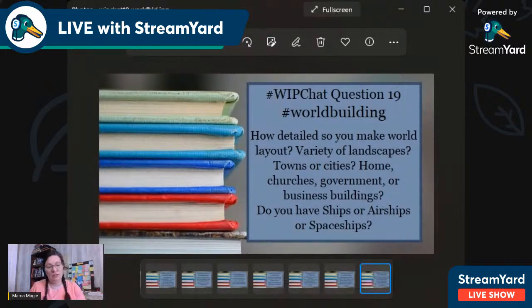Well, you do need to know the layouts of things. Like, you need to know if you're going to walk down the street and go left, you're going to go this way. If you're going to go up the stairs and turn right, these rooms are there. You need to know that.